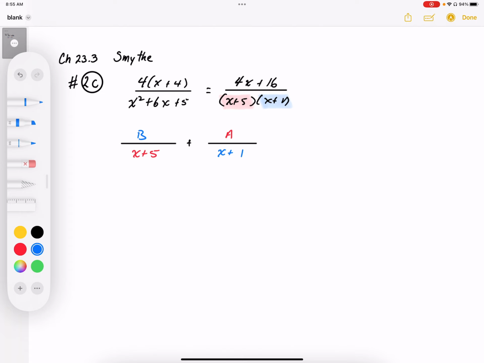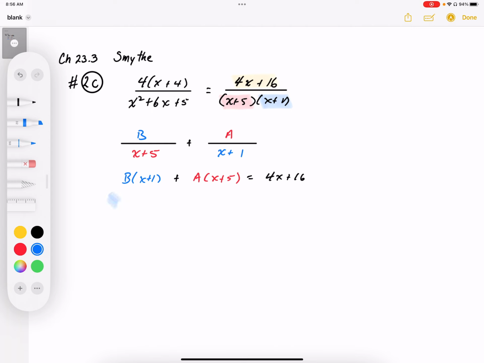So when I multiply this through, I get b times x plus 1 plus my a times x plus 5, and that's going to be equal to my 4x plus 16. My original numerator is what I'm going to get when I add those terms together. So I'm going to group my terms. So I'm going to expand this out.